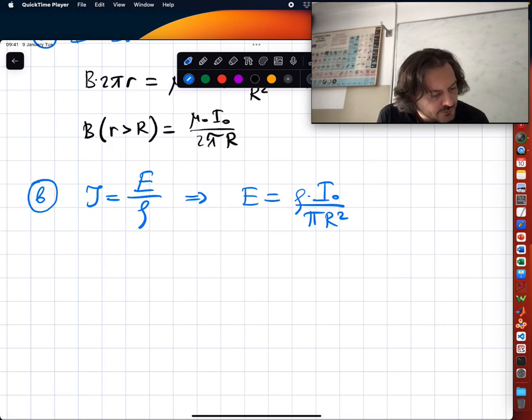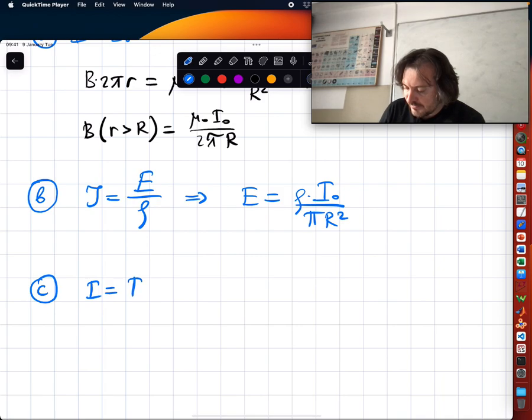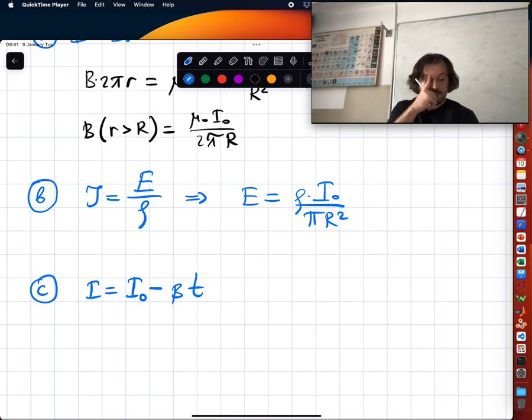Finally, find the magnitude of the magnetic field as a function of the distance r, both inside and outside, if the current decreases at a constant rate. So this time things change. This time, part C, I have I equals I0 minus beta times t. This time, Ampere's law has a Maxwell contribution here.